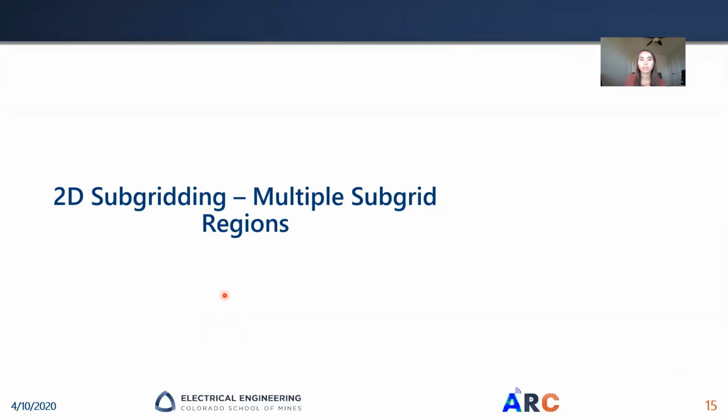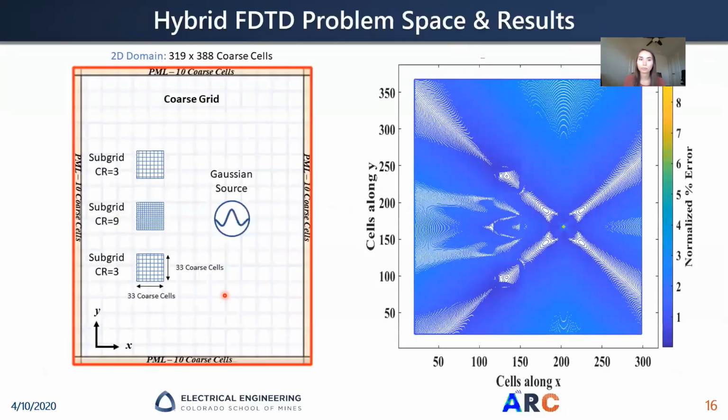So when we look at 2D subgridding for multiple subgrid regions, which could be useful if you have multiple areas that you're trying to grid with different contrast ratios. They might be smaller slots in an antenna design. So you could use multiple grids to cover each one of those separately.